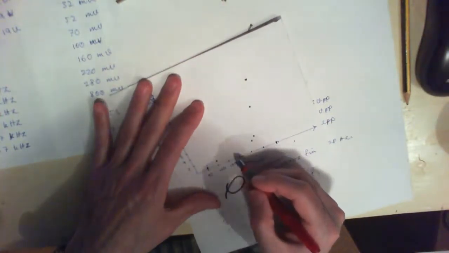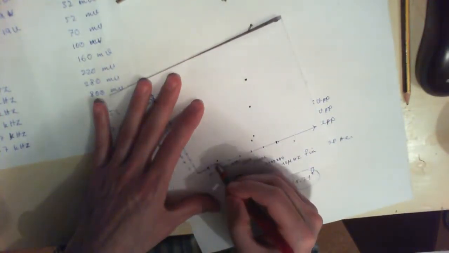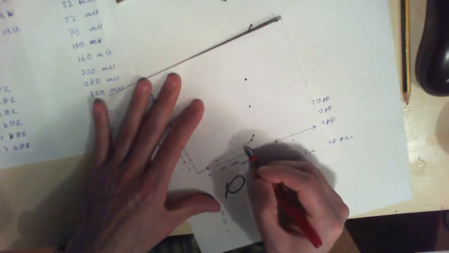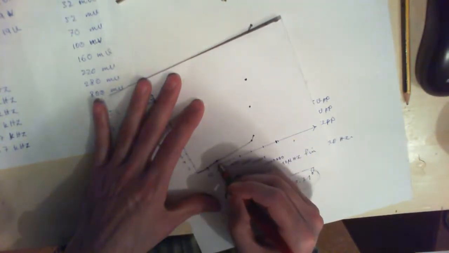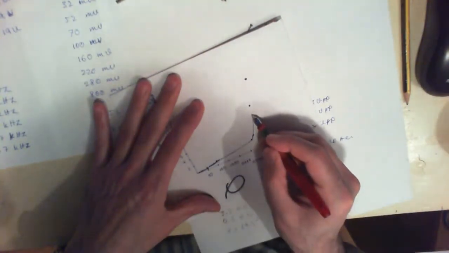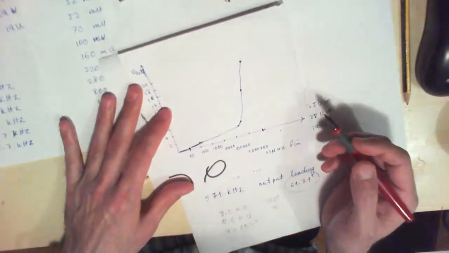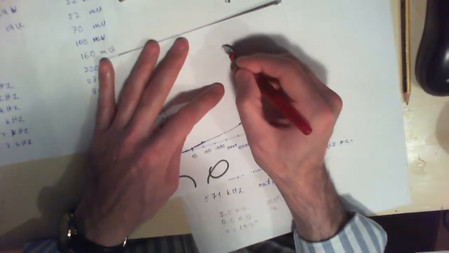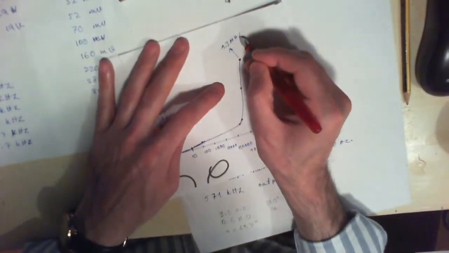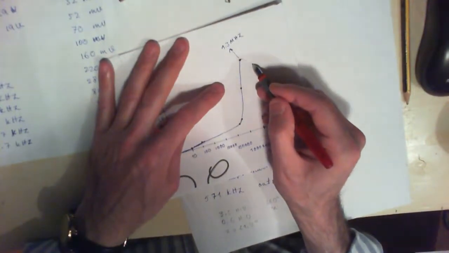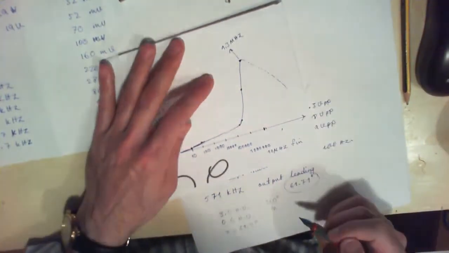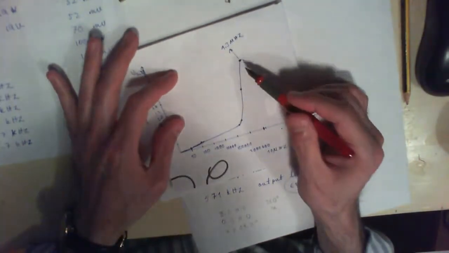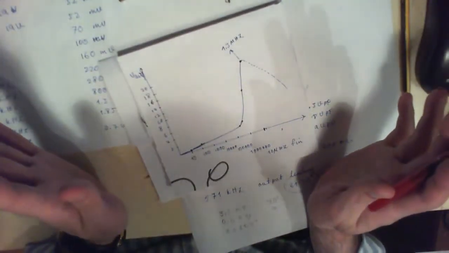So your graph basically looks something like this, all the way up to 1.3 megahertz. This point over here is at 1.3 megahertz, and after this point it keeps decreasing. So that's basically how this circuit works.